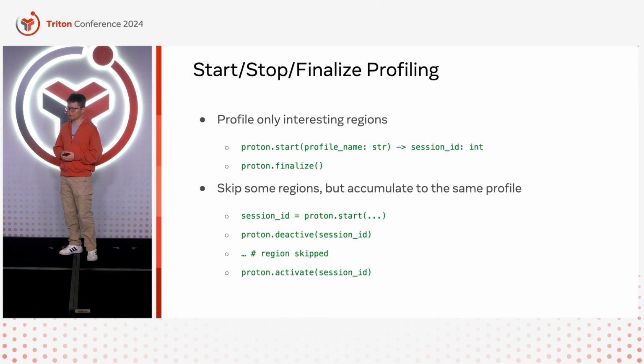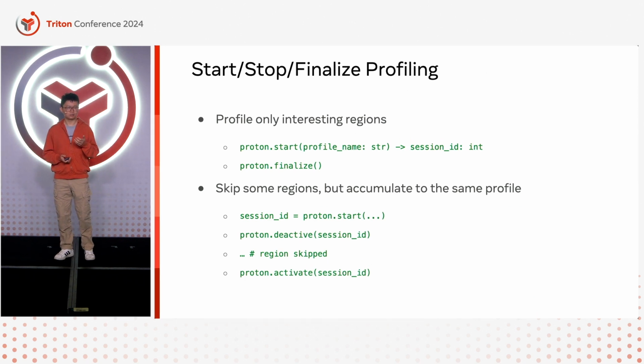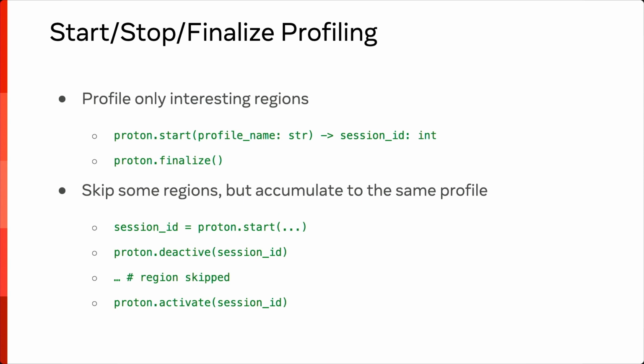At first, the question we want to ask is, of course, how to start profiling. We can profile only interesting regions using Proton, because sometimes your training or inference workload may be very complicated. There will be a lot of metrics or code regions you don't care about, and we can just skip those regions. To start profiling, we call the Proton API, proton.start. The only thing you need is a profile name, which returns a session ID. But if you only have one session, it doesn't matter.